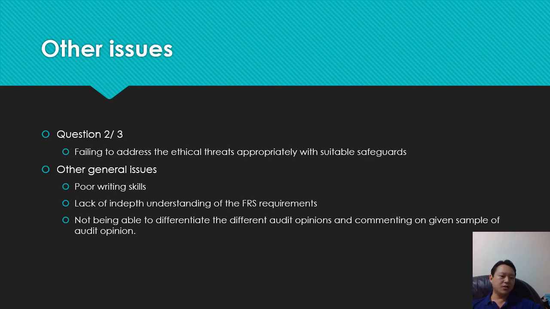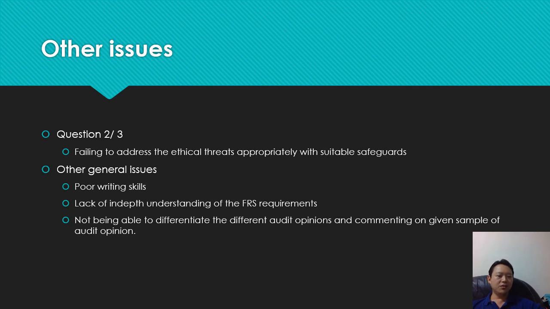Other general issues: poor writing skills. For a professional level paper equivalent to a master's degree level paper, writing skills are absolutely necessary. You can't avoid that. You can have short sentences, but you can't have point form. If you do point form writing, you will surely be penalized. Point form writing is just not clear and in-depth enough.